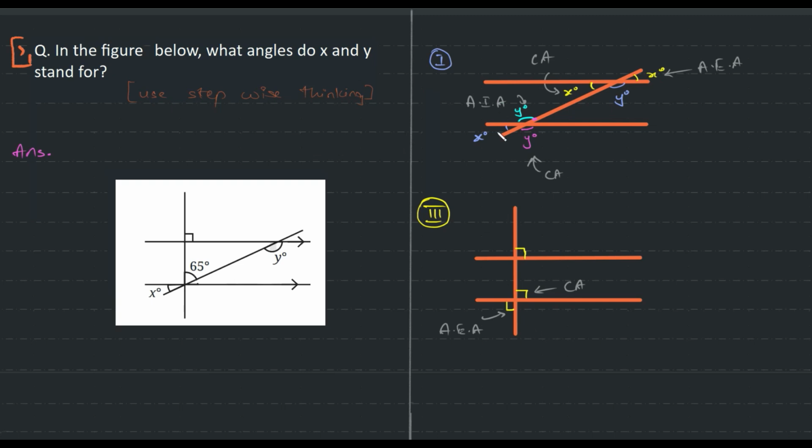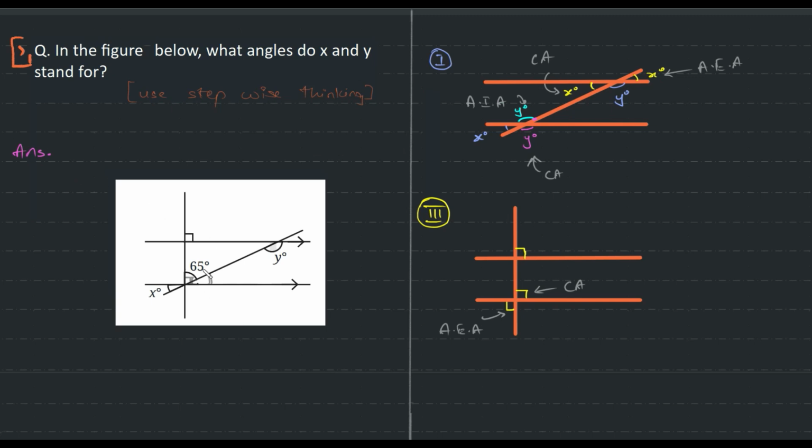Now, if this is x, this is 90. Can we do something with this? Even this, there is a 65 also. What can we do? Think about it. You have all the information. Think about it. This entire angle is 90, but part of that is 65. So this is 90, this is 65. How much will this be? Can we do something with that? Think. Yes, we can actually.